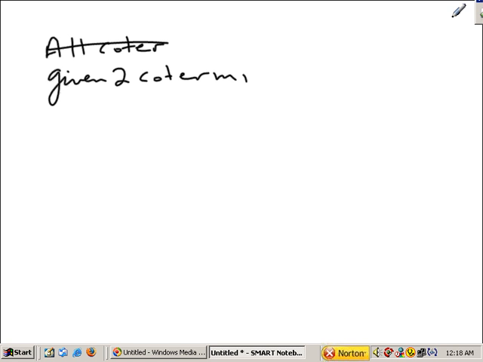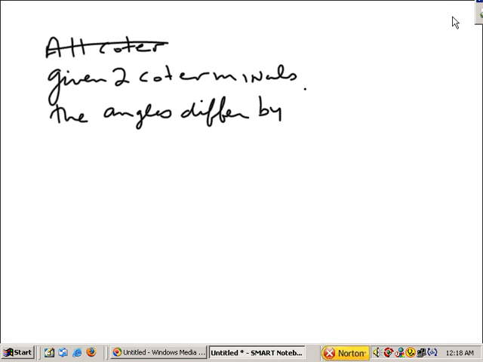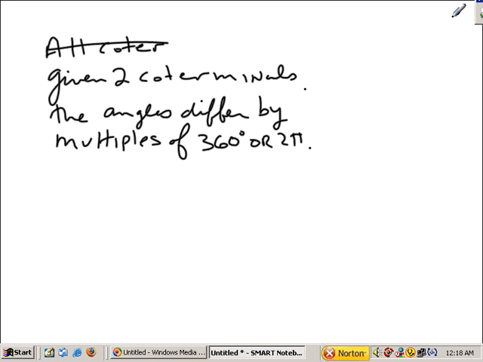Okay, so coterminals differ by multiples of 360. Let me say it that way. Given two coterminals, their angles differ by multiples of 360 degrees or 2 pi's. For example, 30 degrees and I add 360, I get 390. These two angles differ by a multiple of 360.